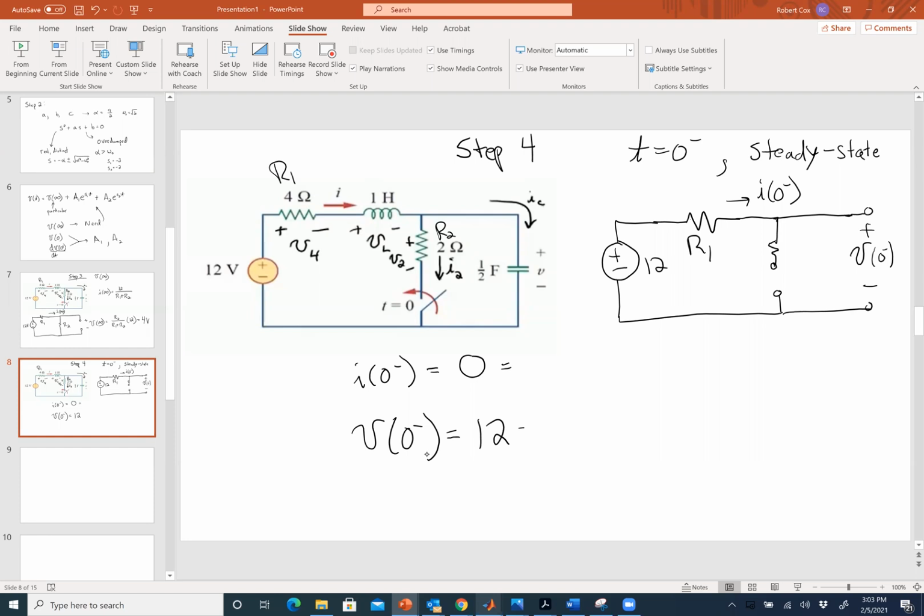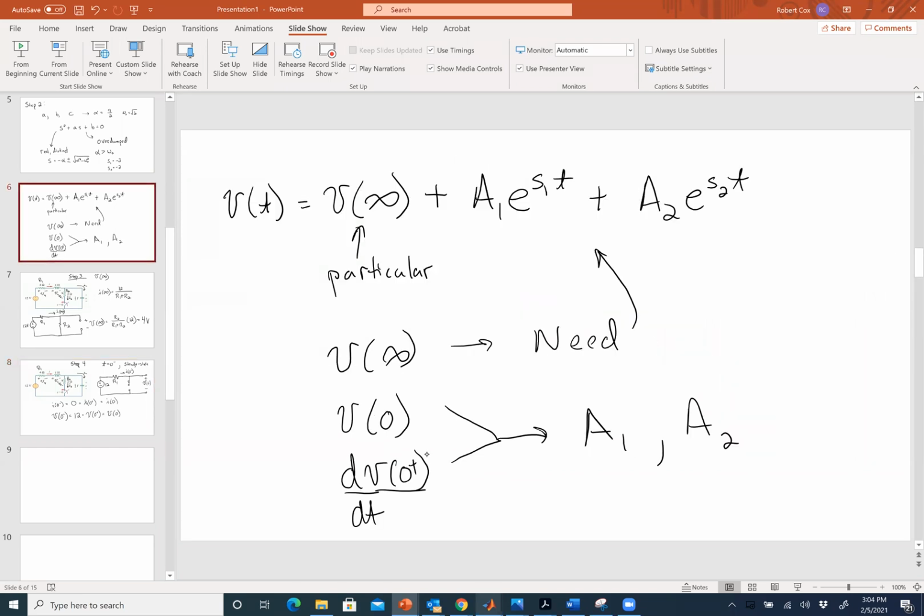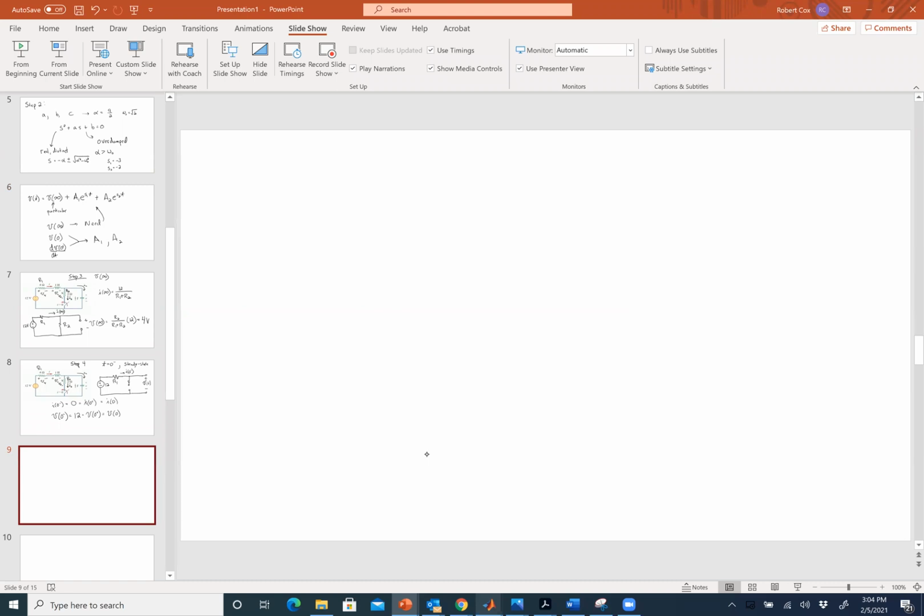Now, what does that mean about right after the switch moves, I of 0 plus and V of 0 plus? They're equal to the 0 minus values. Sometimes I'll just say this is V of 0 and I of 0. So I've got my initial conditions. But again, this is a second order differential equation. We have two unknowns, so we always need two initial conditions. So I go to my step 5.